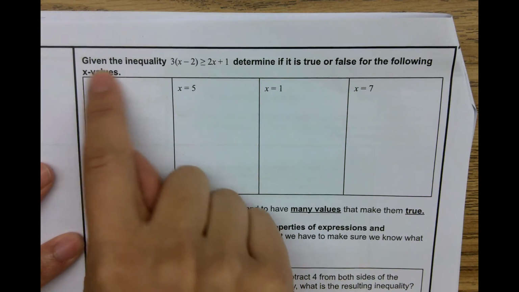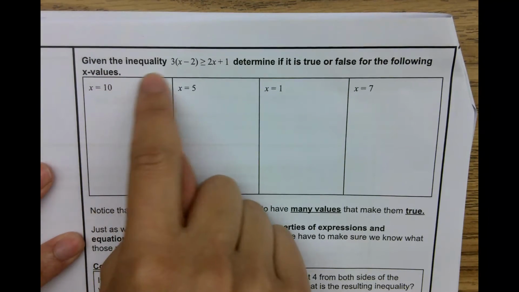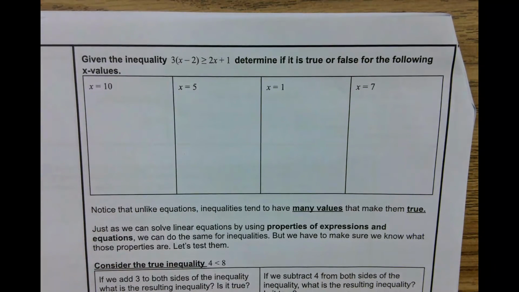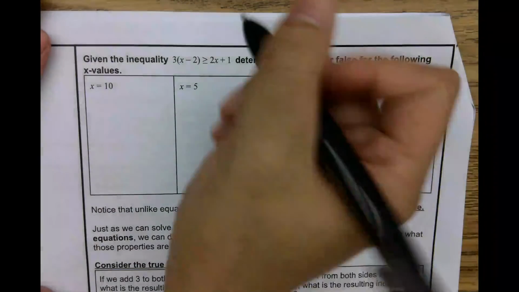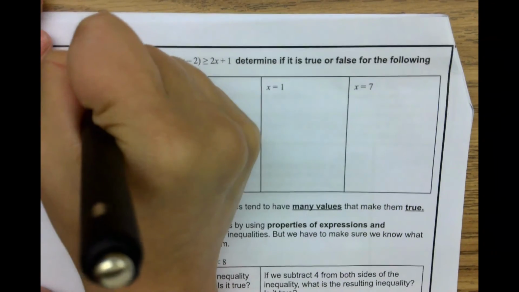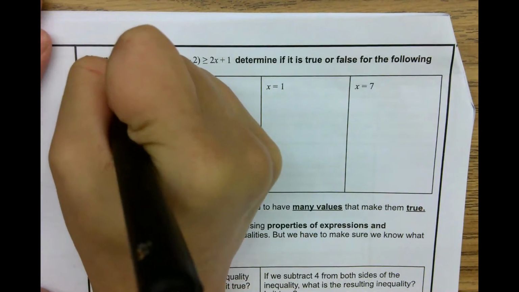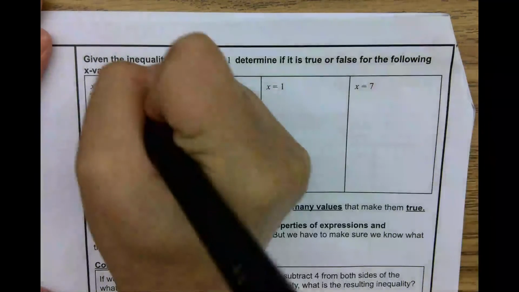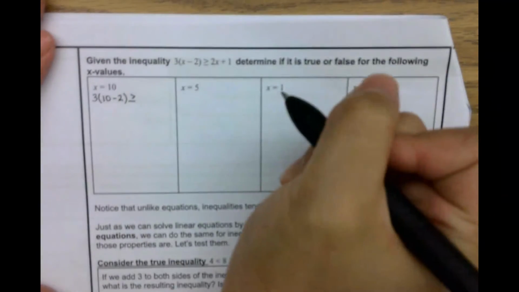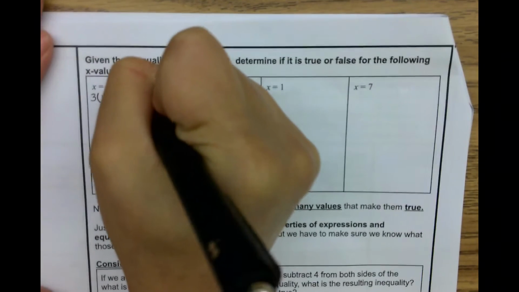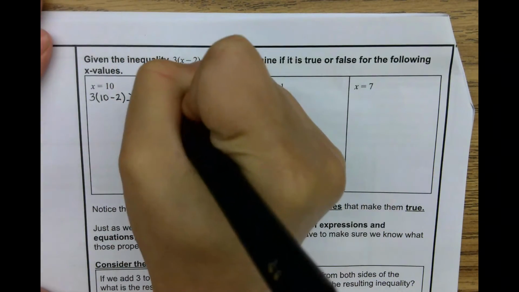Here I have x equals 10. I'm going to plug that in to where I see x. So I have 3 here. Instead of saying x minus 2, I'm going to write 10 minus 2. And we're going to see, is it greater than or equal to 2x, 2 times 10, plus 1.